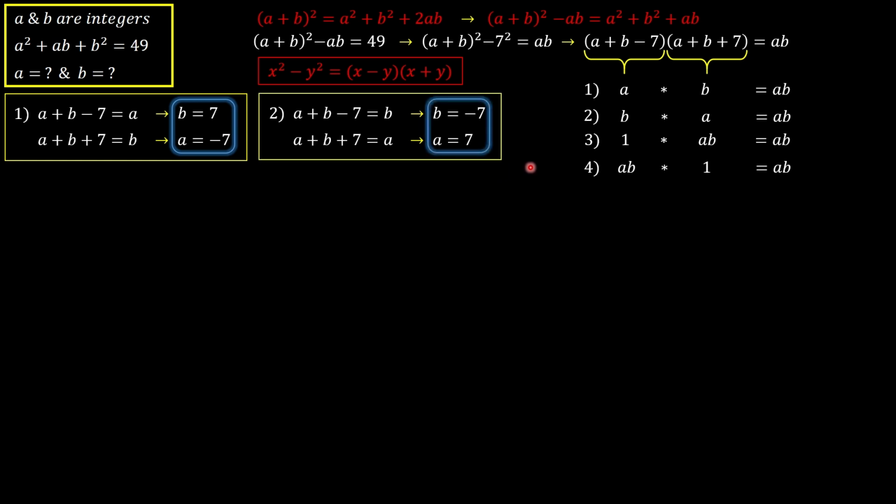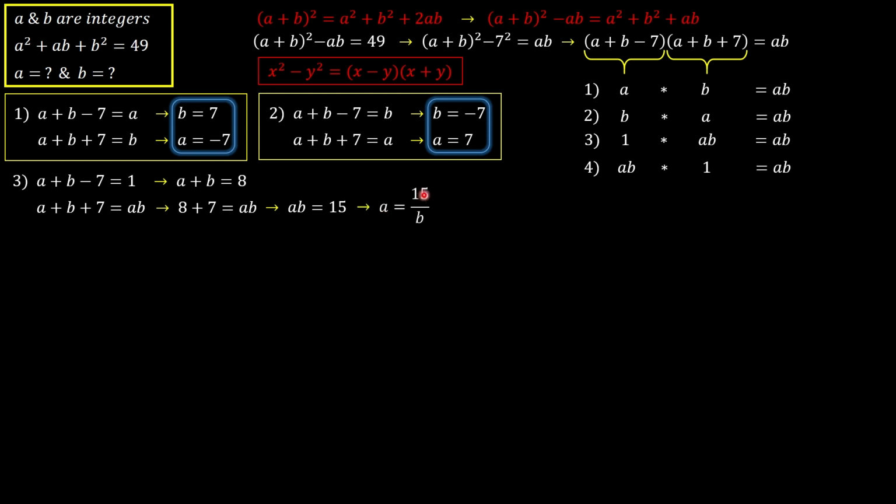Now let's check the third solution. a plus b minus 7 equals 1, a plus b plus 7 equals ab. If we add 7 to both sides of this equation, here we'll get 0 and here we'll get 8. Then let's put this expression into our second equation. Then we'll get 8 plus 7 equals ab. Then ab equals 15. From here we can find a. It will be 15 divided by b.